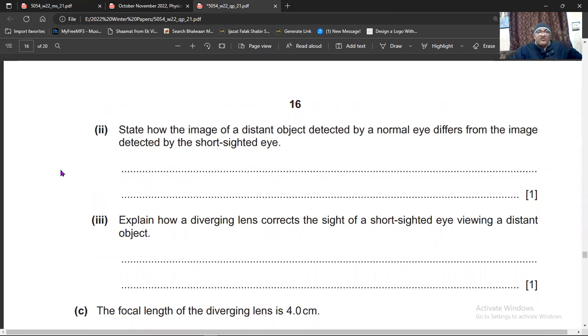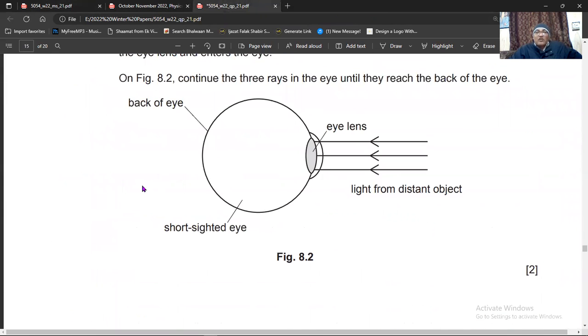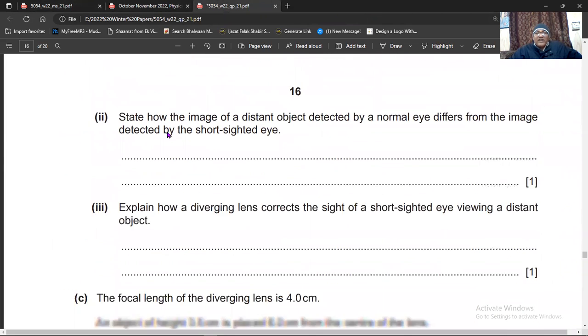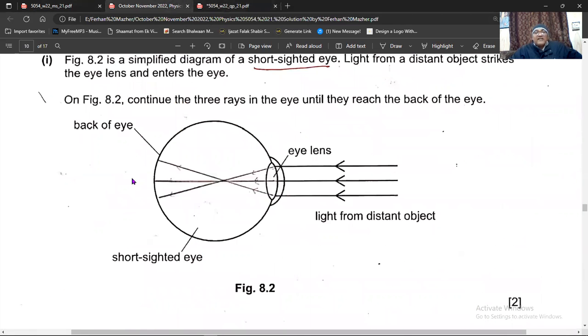In the normal eye, you see the light rays, let me show you from here. In the normal eye, these light rays will cross each other like this. The point of intersection will be here. So the image perceived by that person will be clear, sharp. But in the short-sighted eye, they are focused here, not on the retina. So the image seen by the short-sighted person of a distant object will be blurred.